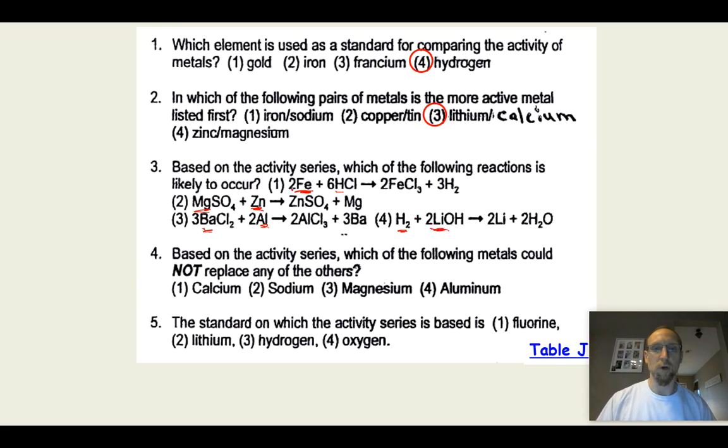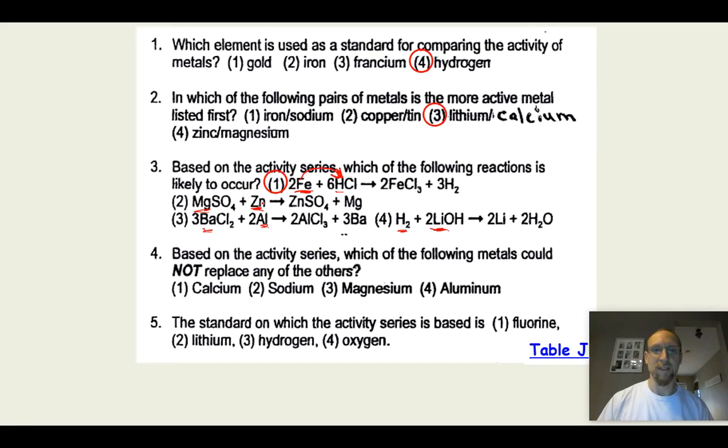So we go to table J and we look that up. So the answer here is choice 1. Iron is higher than hydrogen. All right. So if you look on table J, I don't have to keep clicking back and forth to it, but you'll see iron is higher than hydrogen. So it's going to knock hydrogen out and replace it.